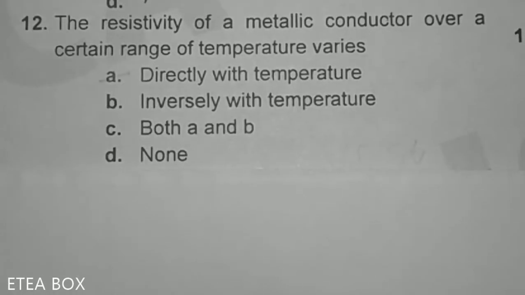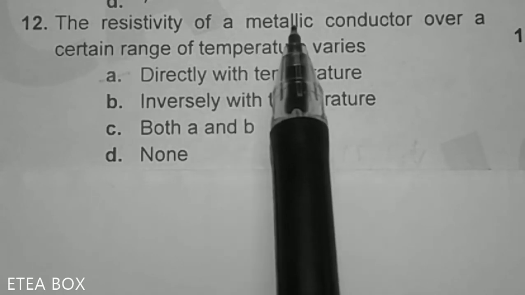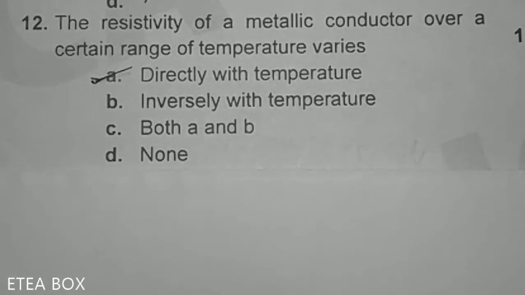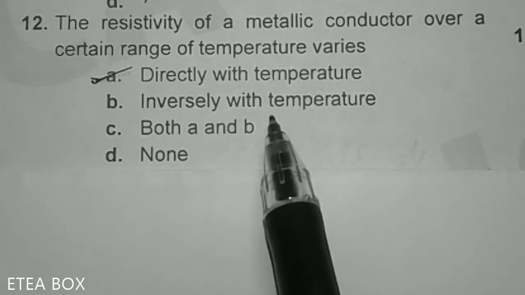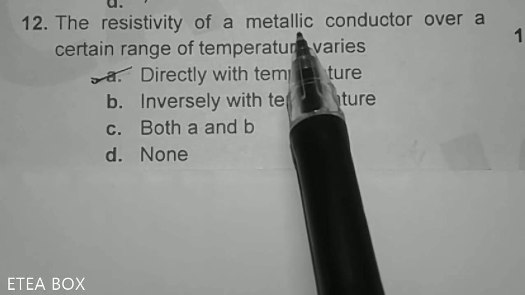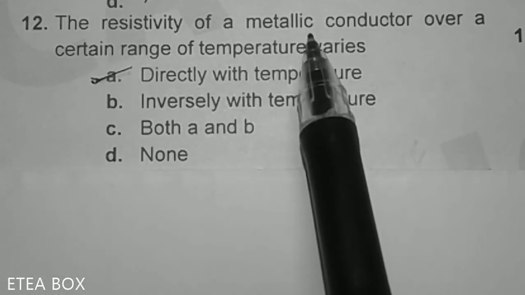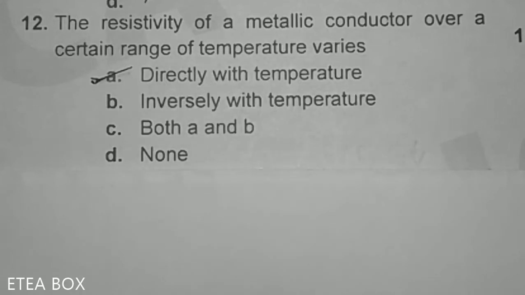The resistivity of a metallic conductor over a certain range of temperature varies. Now, when the temperature increases, then in that case the resistivity of metallic conductor increases. So here it is the direct relation, okay? While in case of semiconductor and insulator, it is inverse relation with temperature, okay? In case of metallic conductor, it is direct relation with temperature, while in case of semiconductor and insulator, the resistivity is inversely proportional with temperature.